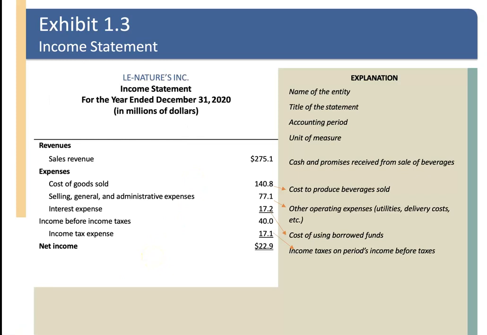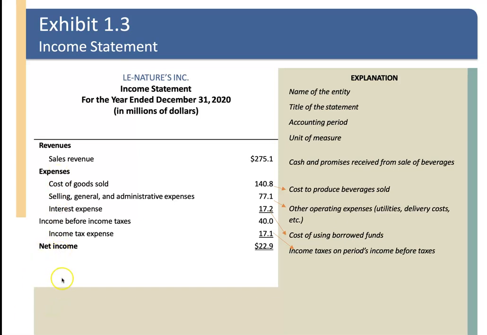Here is an example income statement. We still use La Nature's Inc. The title of the table would say the company's name, the statement's name, income statement, and you will see it's for the year ended December 31st, 2020, which means it's for the whole year and in millions of dollars. The structure of the income statement is also classified. You will see the accounts are classified under revenues, expenses, and the final outcome is net income.